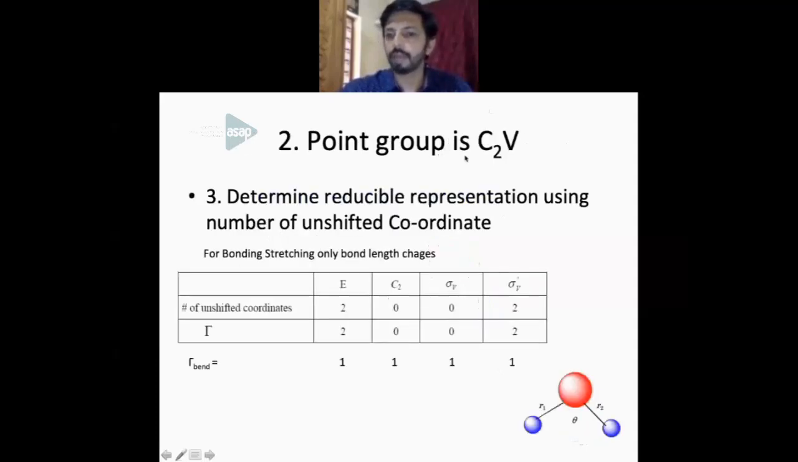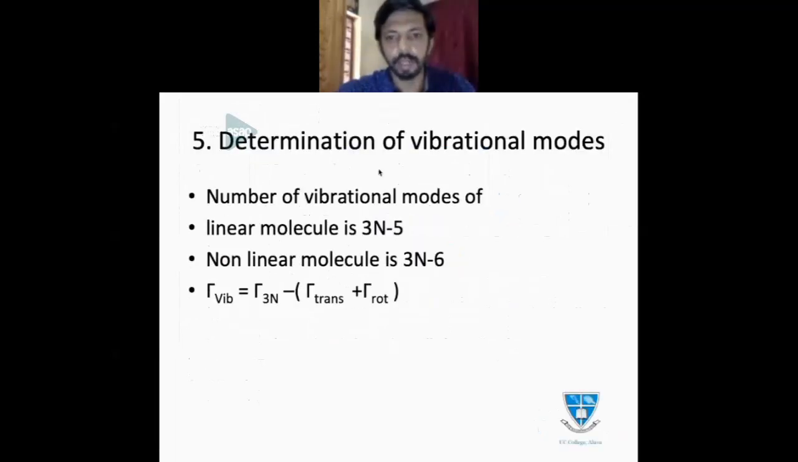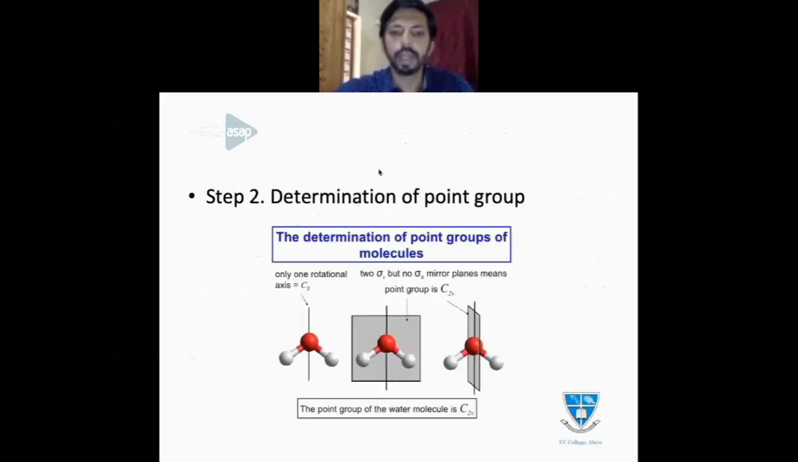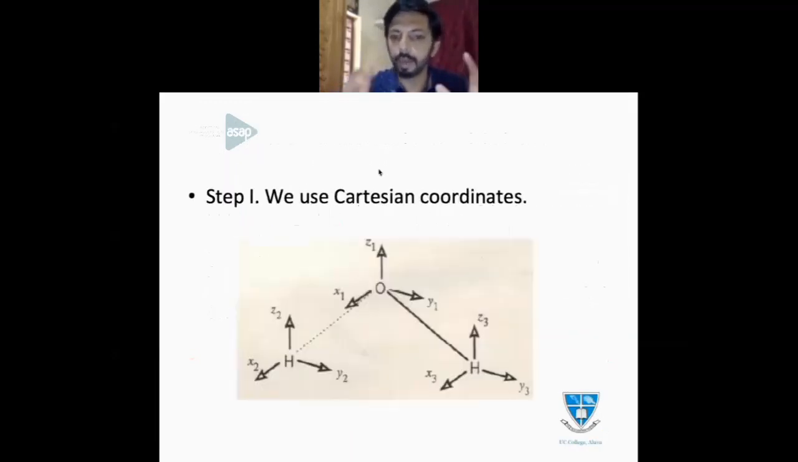Again, we take the same water molecule, and the point group is C2V. Then the third step is to determine the reducible representation using the number of unshifted coordinates. Here we don't need the symmetry representation matrix; we directly use the number of unshifted coordinates. In the previous Cartesian coordinate method, if you take this as the coordinate and determine the number of unshifted coordinates, we can again determine the reducible representation.